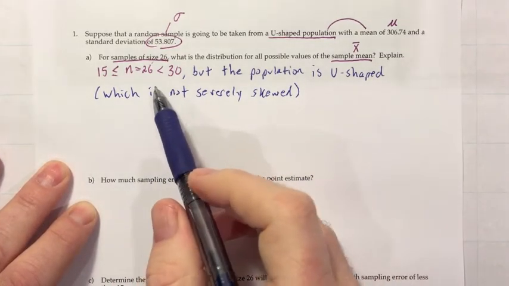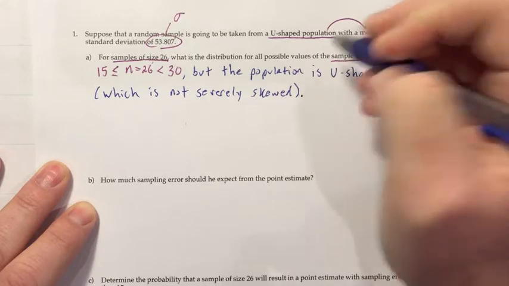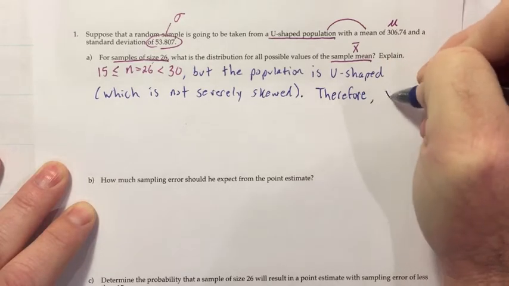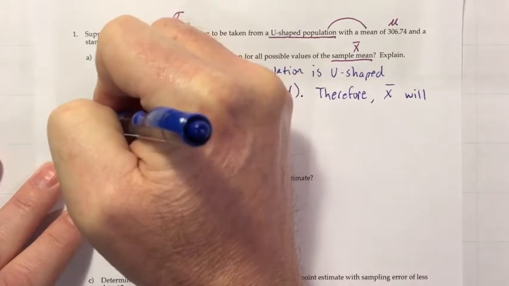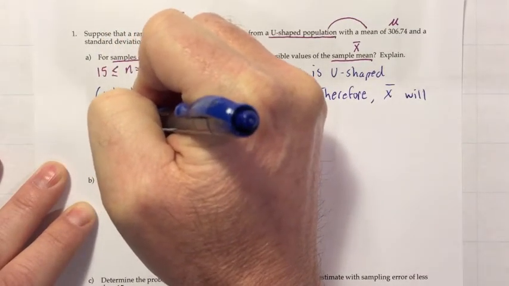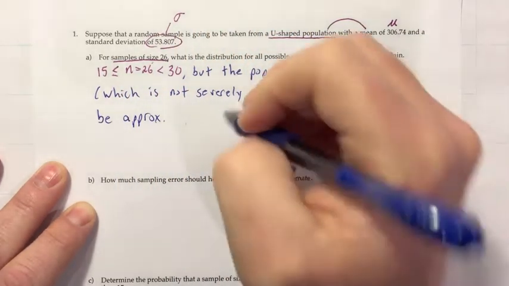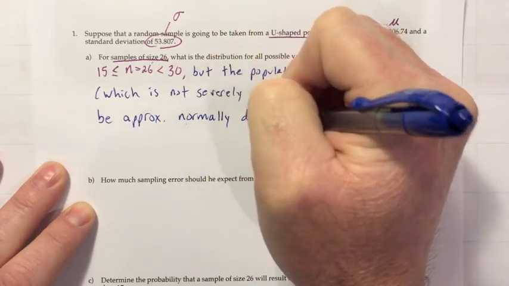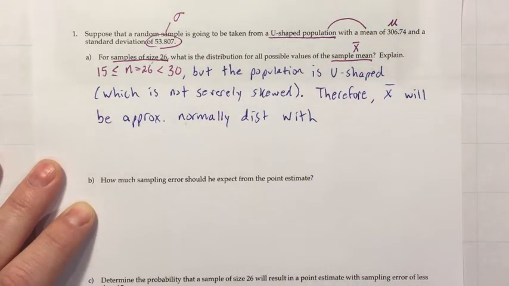And when you have a medium-sized sample from a population that is not severely skewed, then your x bar will be normally distributed. So based on this, we can say, therefore, x bar, which is our variable in this problem, will be normally distributed. You could say approximately normally distributed or just normally distributed. It's officially approximately. I would take either one though. And then when you say that, you've answered the main question. What kind of distribution do the sample means have? Those x bars are going to be approximately normally distributed.